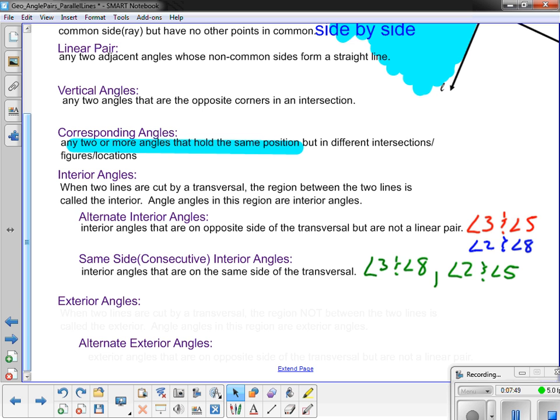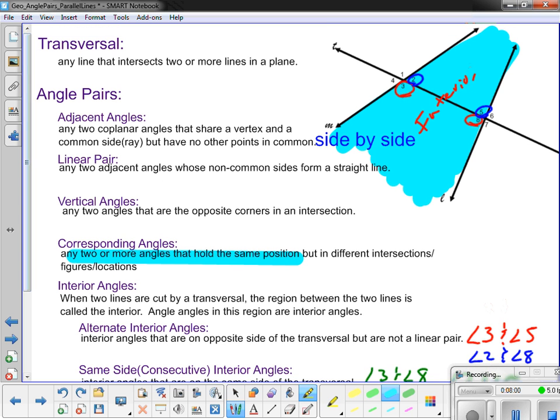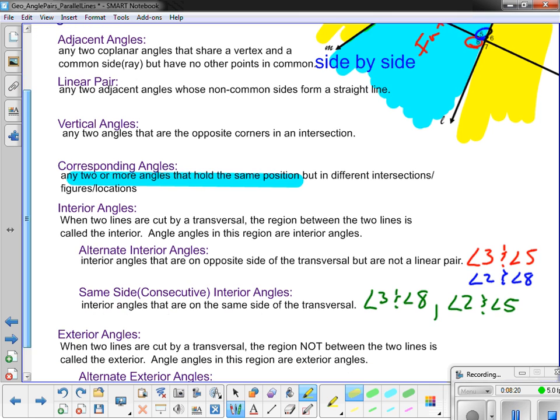Now this brings us to the idea of exterior angles. Thinking back up to that picture, we already identified the interior. When two lines are cut by a transversal, the region not between the two lines is called the exterior. When I look at this figure, I have the interior all highlighted, so everything out here would be considered exterior. That yellow region is the exterior region, so any angles out there are considered exterior angles. So 1 and 4, 6 and 7 are all exterior angles.